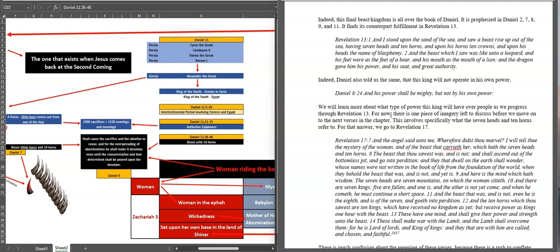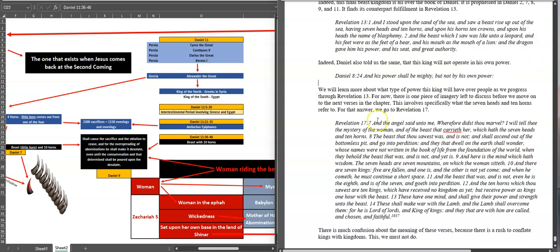And the beast which I saw was like unto a leopard, his feet were as the feet of a bear, his mouth as the mouth of a lion, and the dragon gave him his power and a seat and great authority. And indeed, Daniel also told us the same, that this king will not operate in his own power. Daniel 8:24, his power shall be mighty, but not in his own power. Why? Because the dragon gives him his power and his seat and great authority.